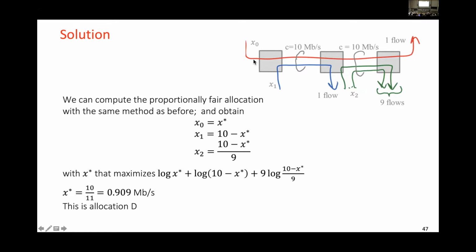I want to maximize the sum of logarithms of each rate. Again, with the same explanation, we must have equality everywhere. Now, if I fix the value of X0 to some X star, I will obtain these values for X1 and X2. Then the problem becomes a 1D problem. Again, I take the first derivative, make it 0, which gives me this value for X star, which is the allocation D.